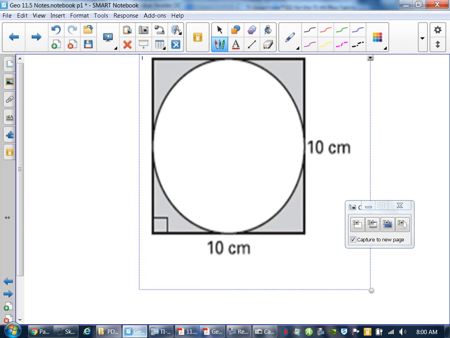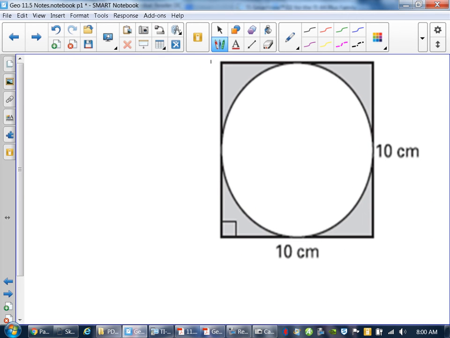That's when we're going to make it together. Area of a square minus area of a circle. That's all it is. All right. So here, when you start thinking about area of your shaded region, you have a square with a circle cut out of it.